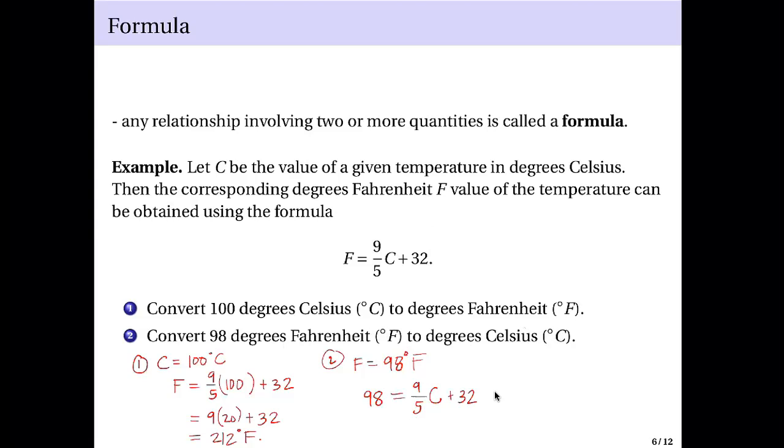And then we just solve for C. So what we're going to do is put 9 over 5 C on the left hand side of the equation, and the 32 we will put on the other side. So we will have 98 minus 32, and this is equal to 66. Correct?